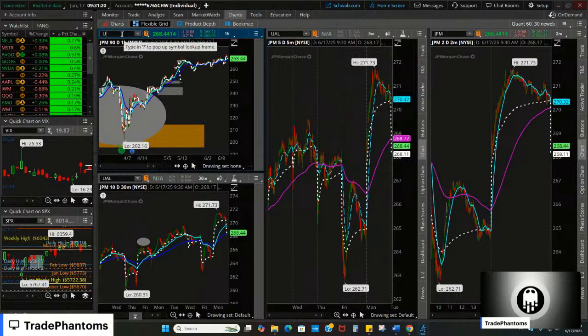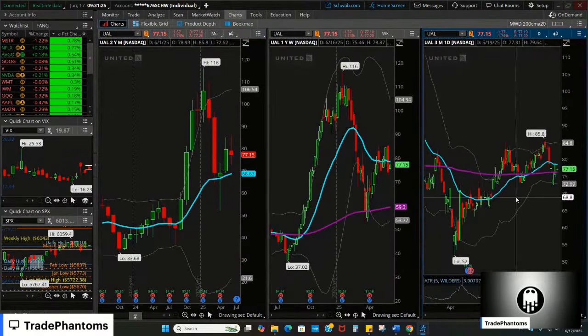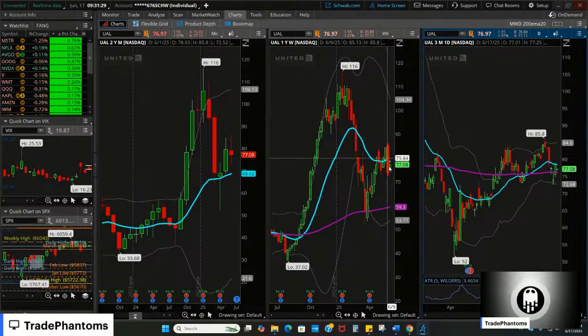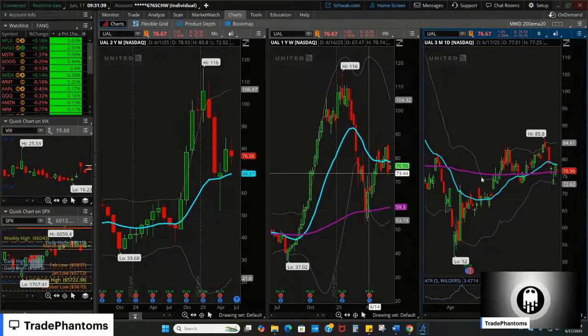UAL. Let's see. UAL is interesting. Basing on the weekly. Last week's close was not great. Basing. Watch out for this. So this could be, it's kind of hard because you have impulse here. It's kind of basing in the middle of its last big move down. I'll get the monthly, weekly, daily here. For day trade, super mid. So I want to be careful with that.